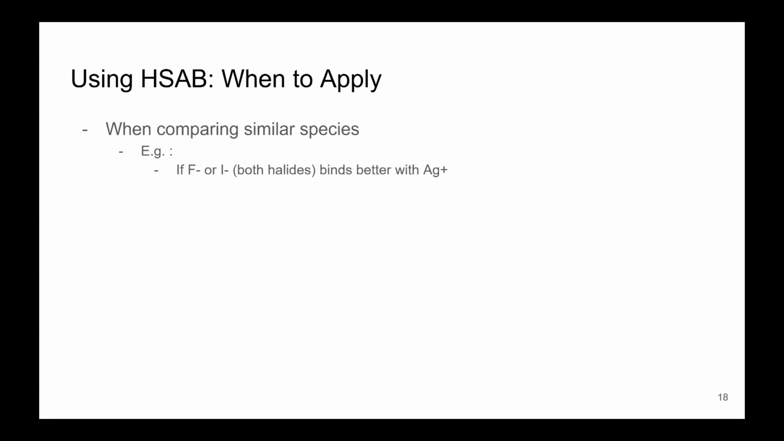So when do we use HSAB? I know I talked about a lot of things here, and it might get really confusing. So we use it when we're comparing similar species. For example, if we want to know whether F minus or I minus binds better with Ag plus. Here we're considering two halides and comparing between them.